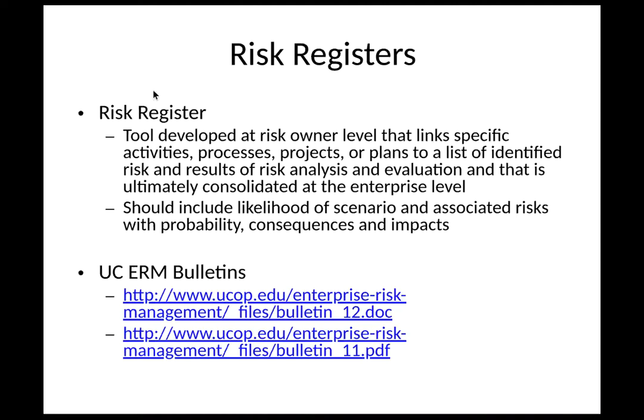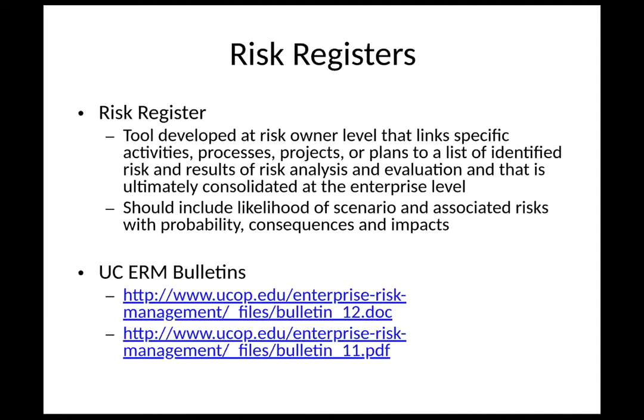And what you want to make sure is that you include likelihood, the scenario associated risk with probability, consequences, and impacts. So the risk register is thinking about all those things that can go wrong, and then what does that mean from a likelihood and risk to the organization. And then you might have one for a department, and you basically roll these up till you can get a risk register essentially for the entire organization.